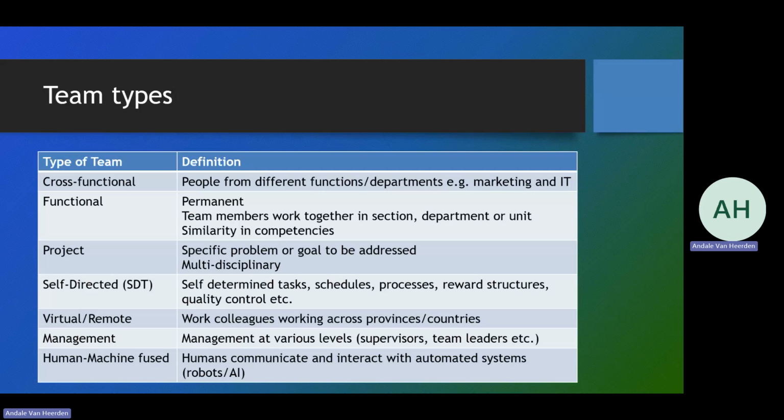Then virtual remote teams. So these are people from different countries or provinces that work together. And with the internet being the way that it is now, we've got fast fiber, we've got tools like Zoom and Skype and Microsoft Teams and so forth. We can facilitate that. You were not able to easily facilitate that in the past. You had to physically go to that location. We can do that now.